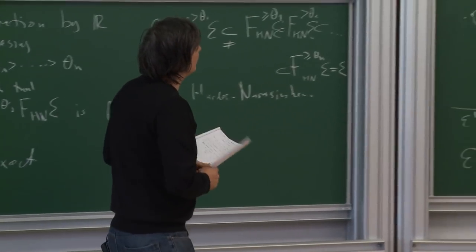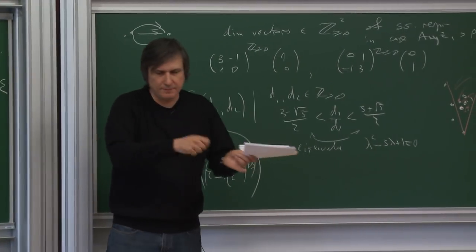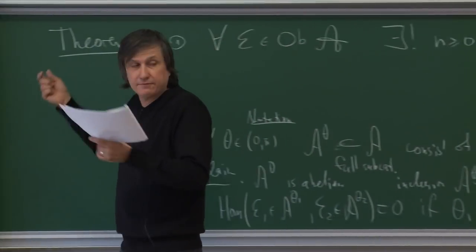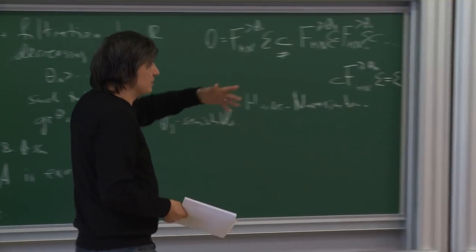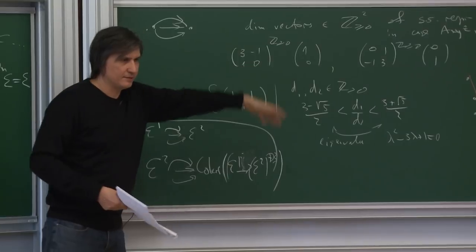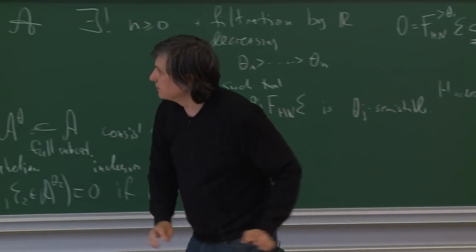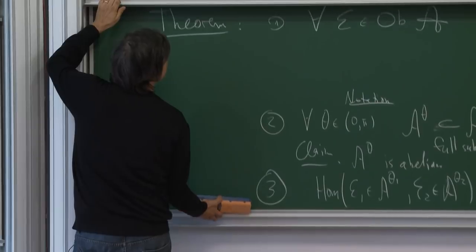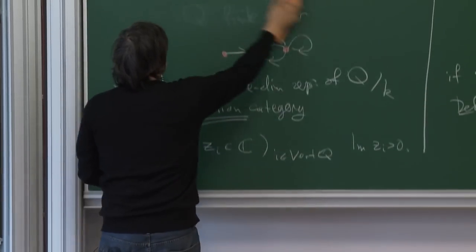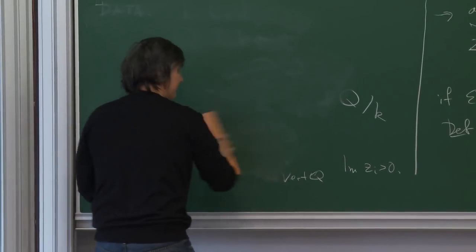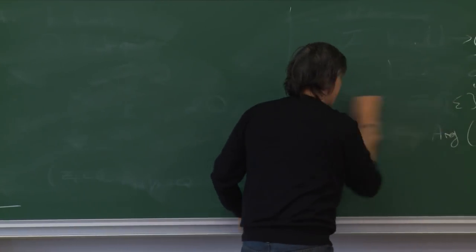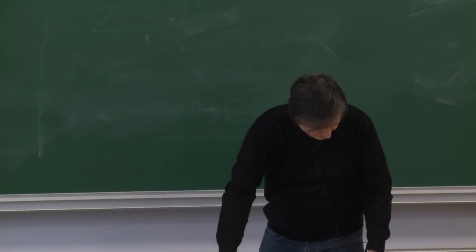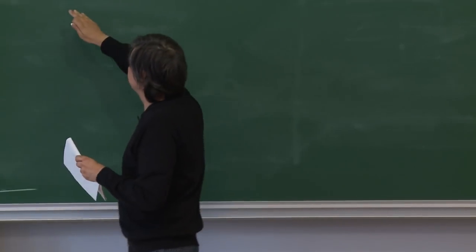Also, I write quivers, but one can put some relations: some composition of arrows should be equal to a composition of other arrows. You can mod out the path algebra by an arbitrary ideal, so everything works as well. So it's kind of a bit stupid to ask questions just about representations of quivers. There are many more categories. Okay, so this is the example which we should always have in mind. And now I'll give a general definition.